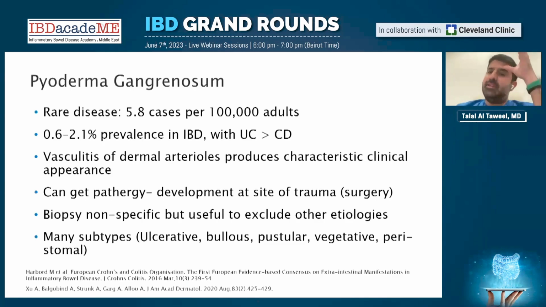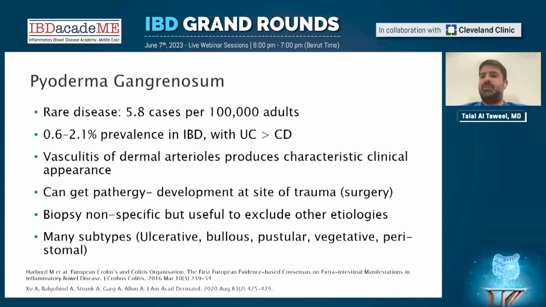So in terms of pyoderma, it's actually a pretty rare disease. The incidence is around 5.8 cases per 100,000 adults. And the prevalence in IBD is up to 2%. And it's seen more in ulcerative colitis compared to Crohn's disease. And it's a vasculitis of the dermal arterioles that gives you the picture. And exactly what happened in our patient, you can get pathergy. And that's how they're diagnosed sometimes.